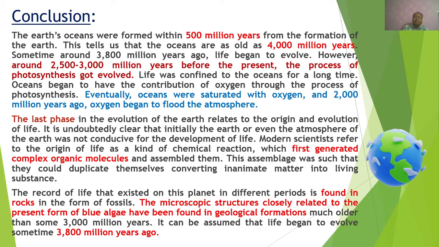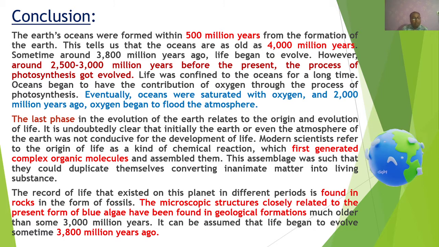The last phase in the evolution of the earth relates to the origin and evolution of life. It is undoubtedly clear that initially the earth, or even the atmosphere of the earth, was not conducive for the development of life. Modern scientists refer to the origin of life as a kind of chemical reaction, which first generated complex organic molecules and assembled them. That means a lot of significant changes took place. Complex organic chemical changes took place, and finally the present day life forms we used to see.